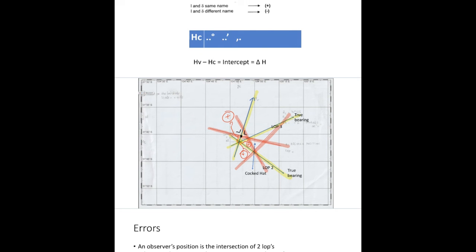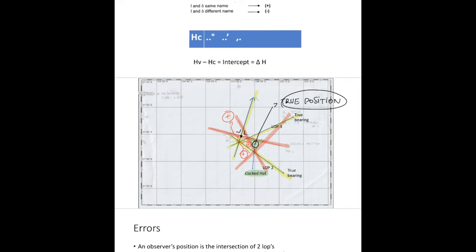Okay, and then you find that they don't intersect at one point. We have this area, this green triangle actually. This green triangle, we'll talk about that later on, but this green triangle is called the cocked hat. And what do we actually do in practice? We try to determine the center point of this cocked hat, of this position triangle, and that is then where we find our true position.